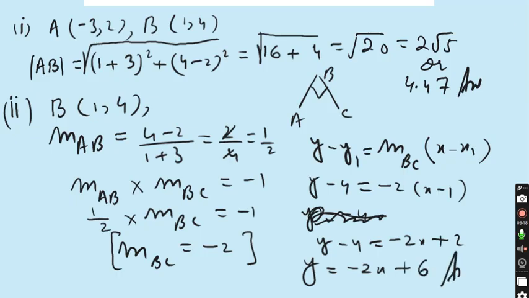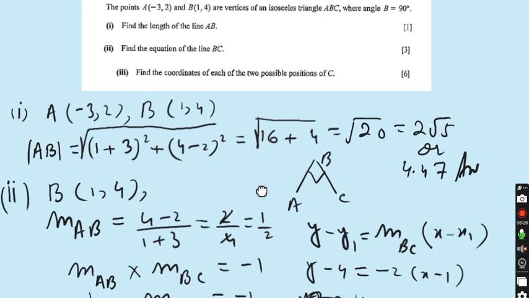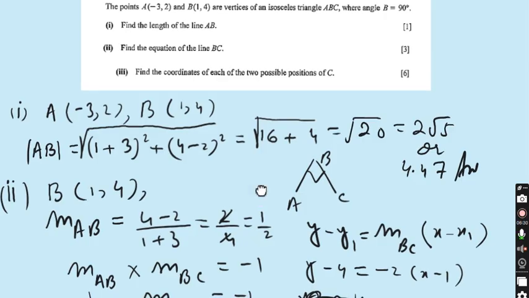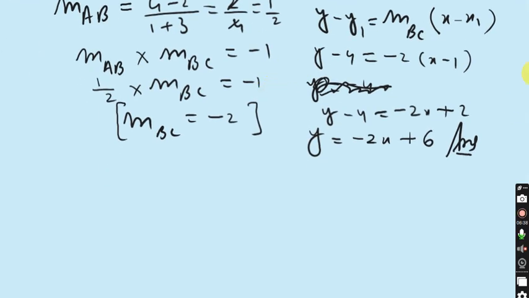This is the equation of the line BC. So second target is achieved. Find the equation of the line BC. Now look at the third and very important part. Find the coordinates of each of two possible positions of C. It means there should be two values of C.